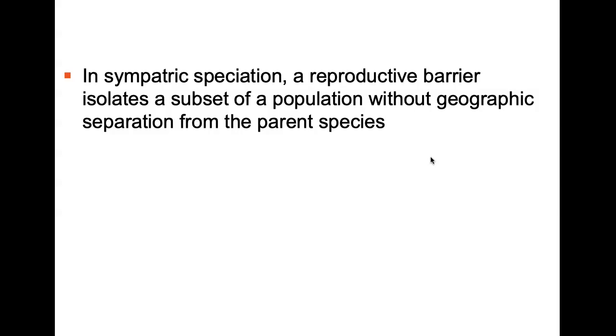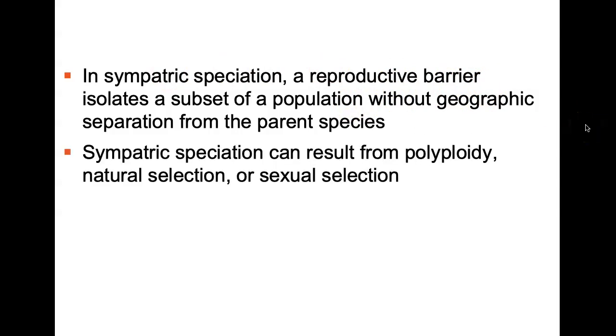Okay, so in sympatric speciation, however, there is no geographical barrier. We have two populations that are not physically separated from each other. They can still meet each other, but they are either not going to attempt to mate, or even if they mate, they're going to have this reproductive barrier that prevents the two populations from forming a viable fertile offspring.